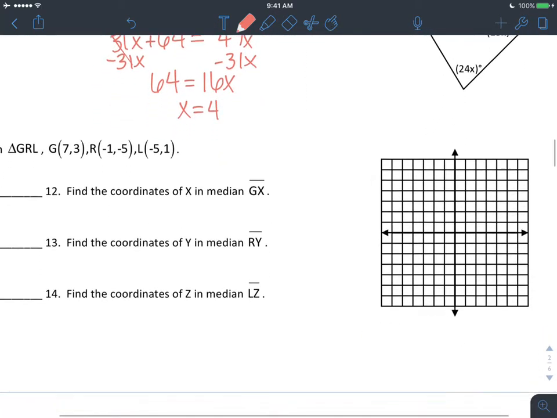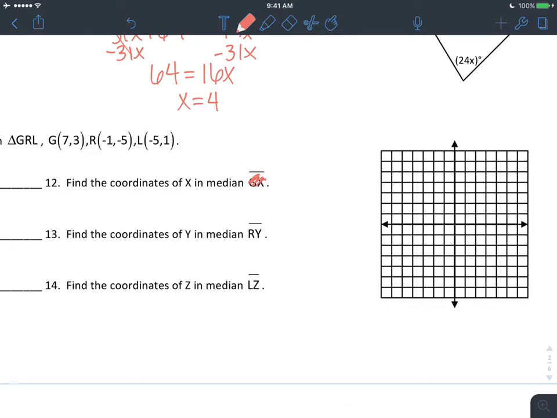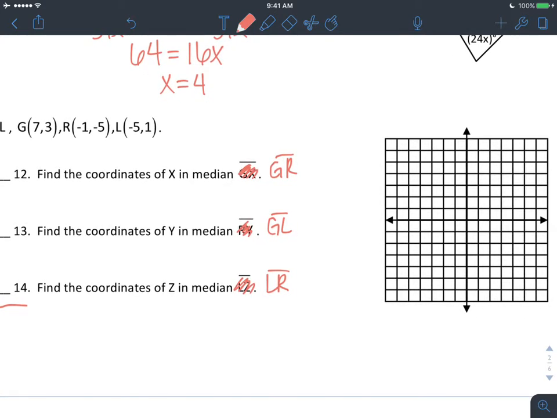All right, on these ones, we're going to change these up here. We're going to change it to GR, GL, and LR. So what we're going to do is graph our triangle first. So we are going to have G, which is at (7, 3). Then we have R at (-1, -5), and L, which is at (-5, 1).